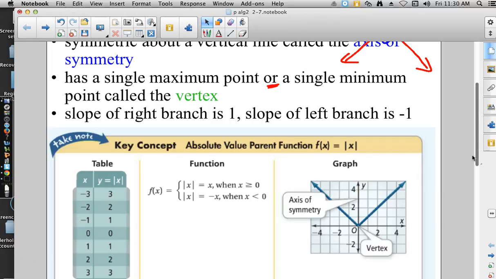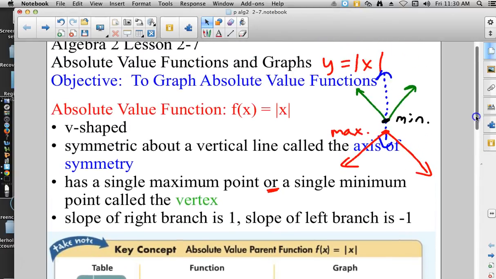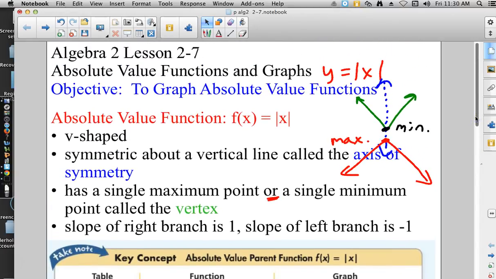Slope of the right side of our V is 1. How are we supposed to know that? Just looking at that. Well, how many absolute values of x do you see? That's how we're supposed to know that. The number in front of that is a 1. That's the slope of the right side of this graph.